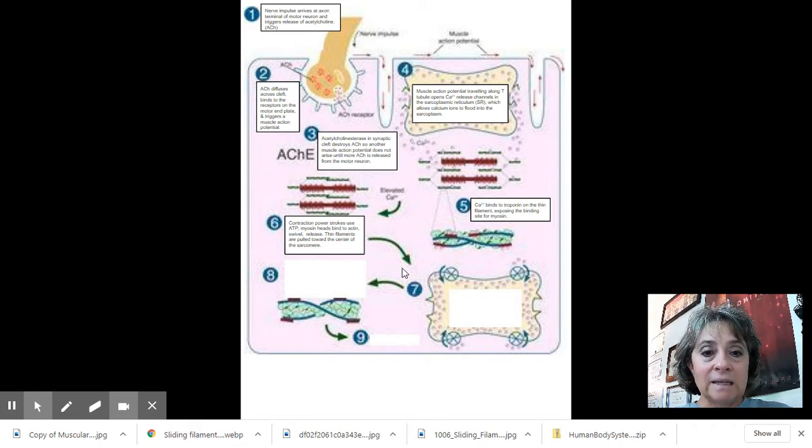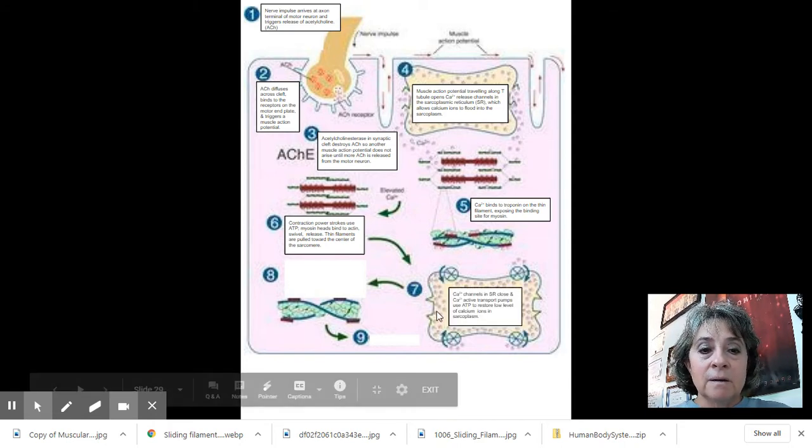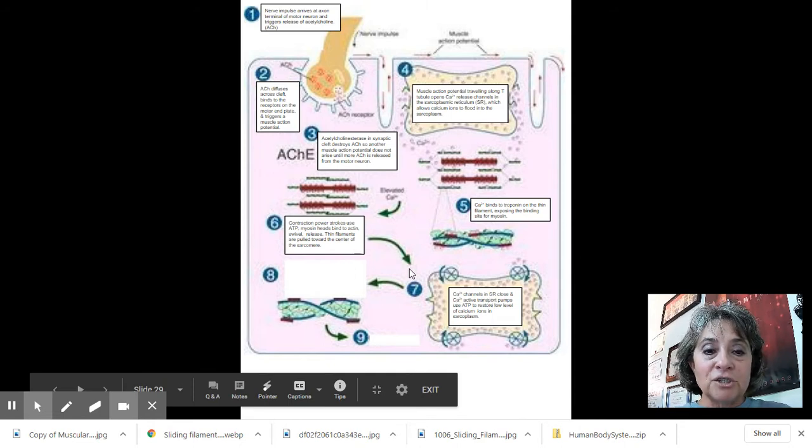Now, it doesn't stay like that. Your muscles don't constantly contract. They do have to relax. And that happens when, after this whole contraction happens, then those calcium channels will close.